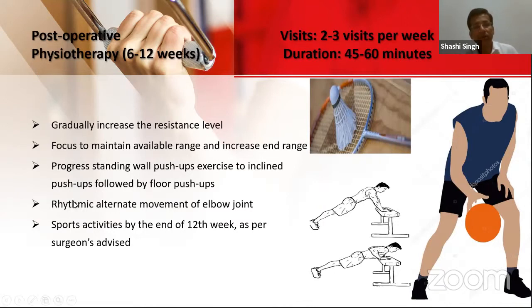This is the rhythmic alternate movement. The movement I would share is pronation with extension and flexion with supination. This is the physiology of the elbow. This very rhythmic alternate movement should be done at least 60 to 80 reps per day, 20 reps in a single set.